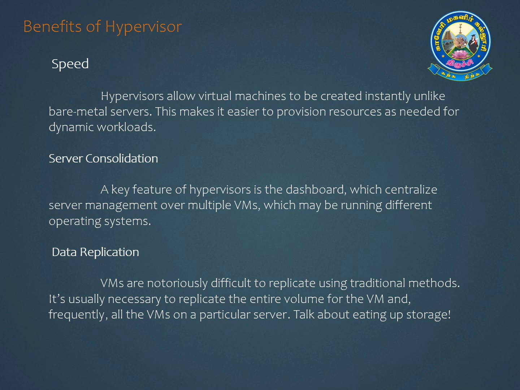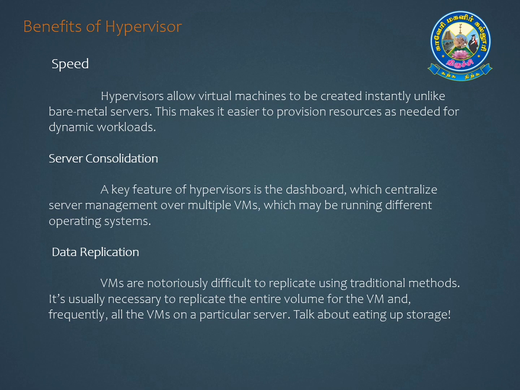And next one is server consolidation. A key feature of a hypervisor is the dashboard, which centralizes server management over multiple VMs which may be running different operating systems. This means multiple virtual machines running different types of OS. For example, I may again give the mobile example: different types of mobiles have different types of OSs running in the background.